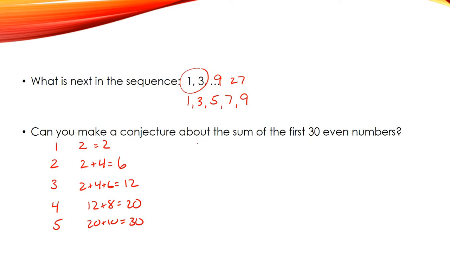If I add the first even number, just one even number, I get 2. If I add the first 2 even numbers, I get 6. If I add the first 3 even numbers, I get 12. The first 4 even numbers gives me 20. The first 5 even numbers gives me 30. We could do one more. The first 6 even numbers would give me 42.